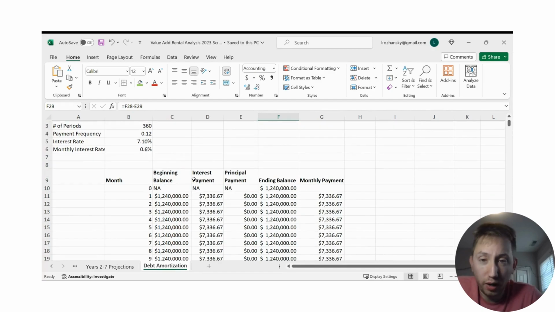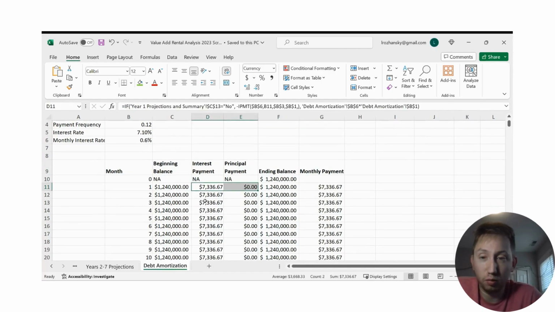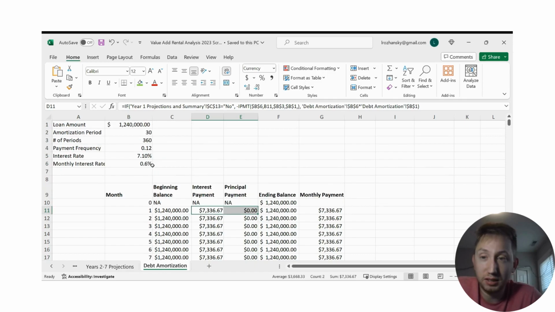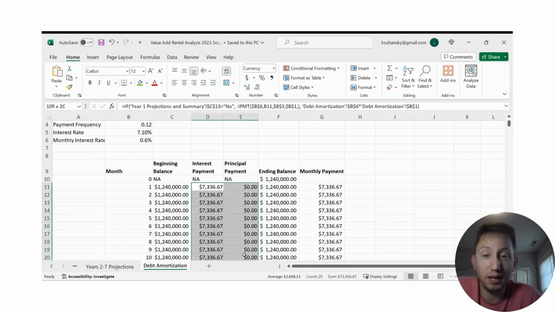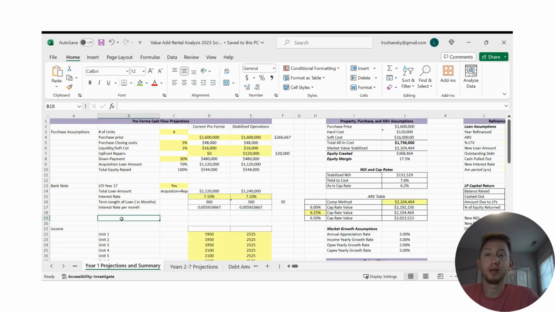And one quick note too, you'll notice here when starting out, there's zero principal payment. This is because this tool also accounts for interest-only periods, which I'll talk about. That assumption is currently turned on. So that means we're only paying interest and not principal. That's why it looks like that.